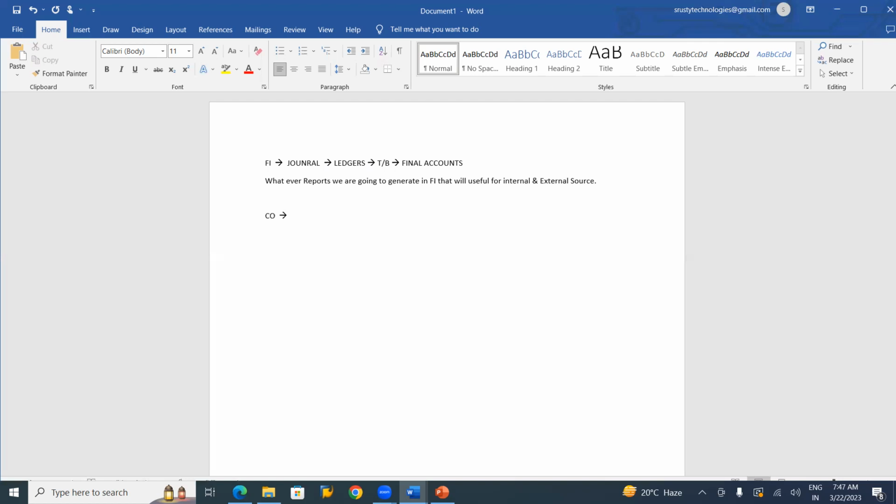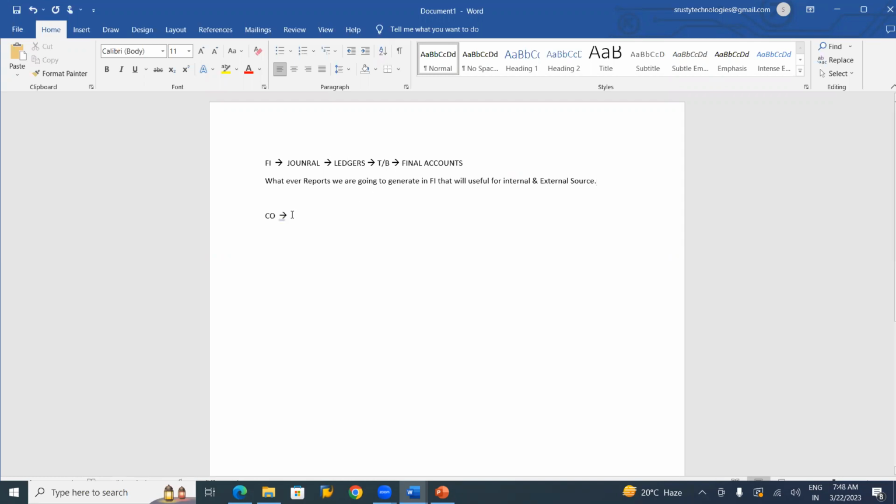Why do they require them? For example, if we are applying for a loan for the company, then we need to produce our reports, one year or three years of reports, like how we are performing, what our P&L account statement shows, what our balance sheet and financial statements show, clear? For that purpose, whatever reports we generate are financial accounting reports, and they are useful not only internally, we need to prepare them for external sources also, right?